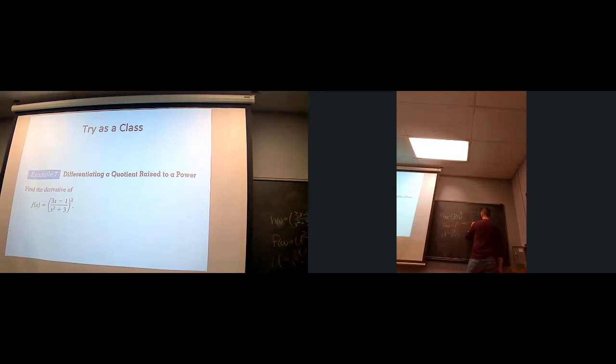So the derivative of f of u is going to be equal to 2u. The derivative of u is going to be x squared plus 3, that quantity times 3 minus the quantity 3x minus 1 times 2x, all divided by x squared plus 3 squared. This is u prime.